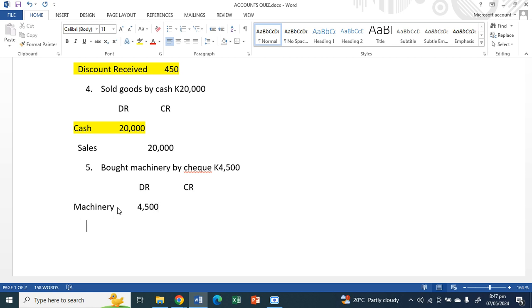And bank, since we are paying, it's a reduction in our assets. So you credit bank 4,500. So this is going to go in our 3-column cash book, this transaction here.